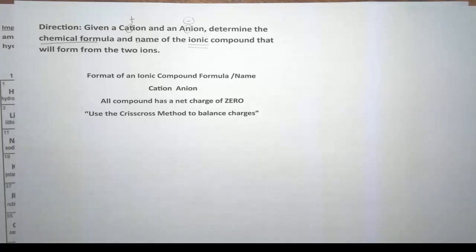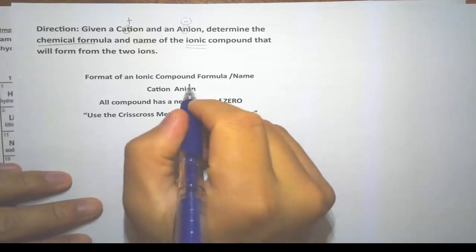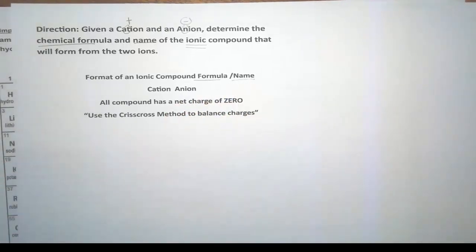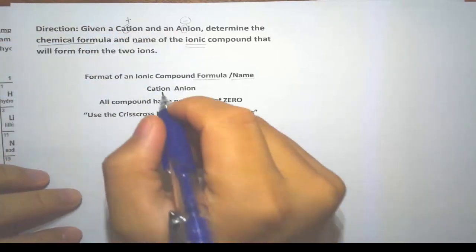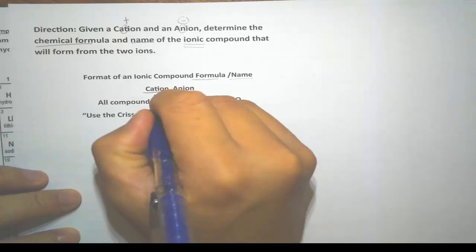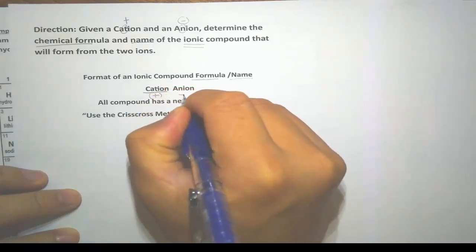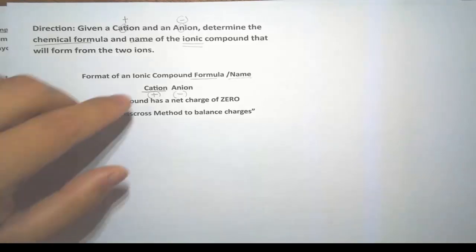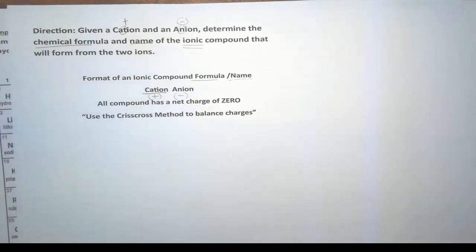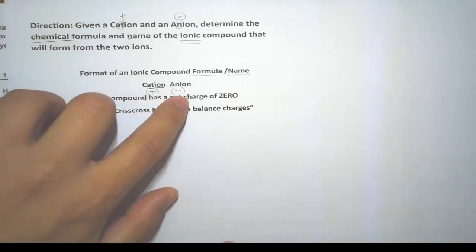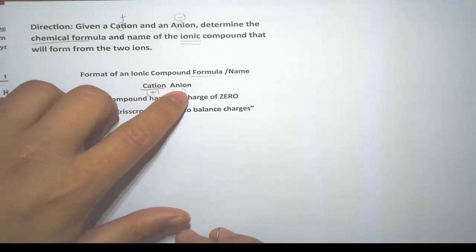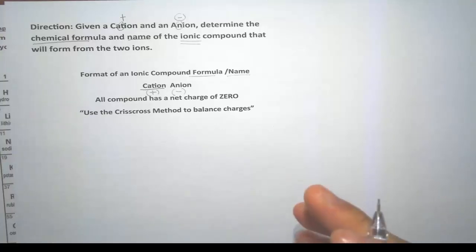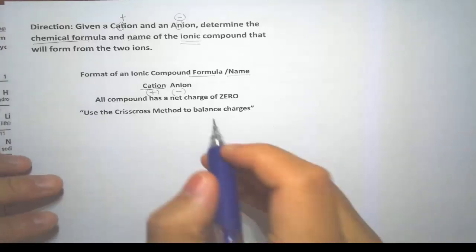But before we look at the method, we have to look at the structure of the chemical formula as well as the name. All ionic compounds will always follow this structure. It will always list the cation first, which is the positive ion, followed by the negative ion. So cations followed by anions. Notice how we have a positive and a negative. So therefore, our goal is to balance out the positive and negative, because the purpose of making a compound is that they have a net charge of 0.